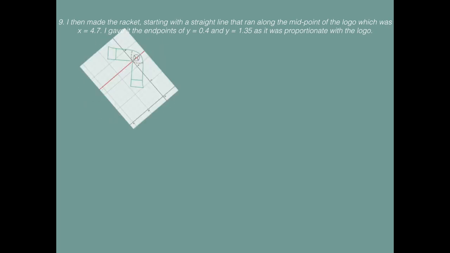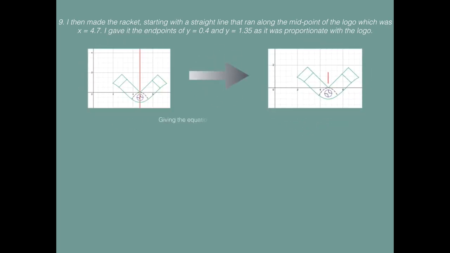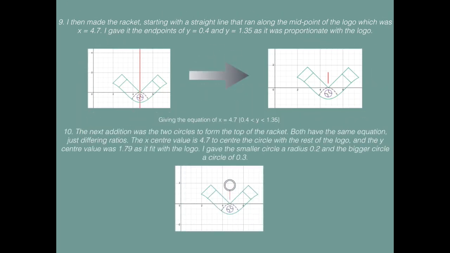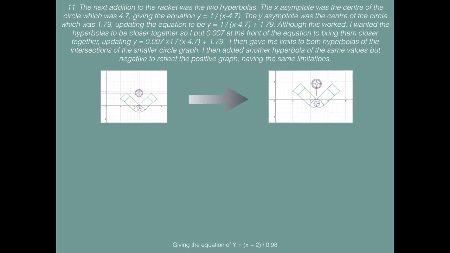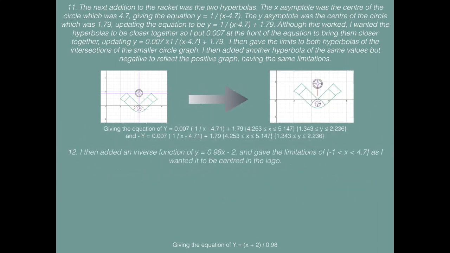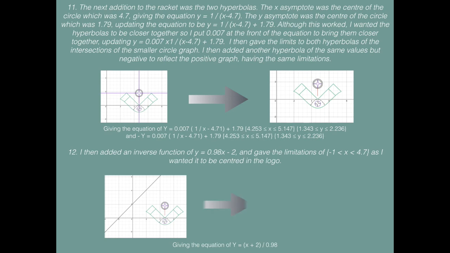Step 9, I made the racket handle with a straight line. Step 10 was the addition of another 2 circles to form the top of the racket. They had the same equation, just different values for the radius. Step 11 was the 2 additions of hyperbolas. Both asymptotes were the center points of the circle.